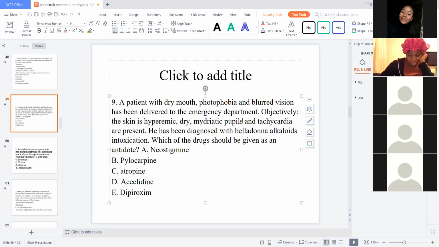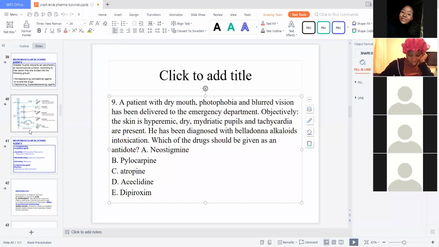I'm having a bit of a problem with this question. How can we differentiate? I think both neostigmine and pilocarpine stimulate acetylcholine. Yes, but pilocarpine is short acting, so it will not overturn the effect here. You have to give one that is very powerful. Neostigmine is more powerful than pilocarpine here.